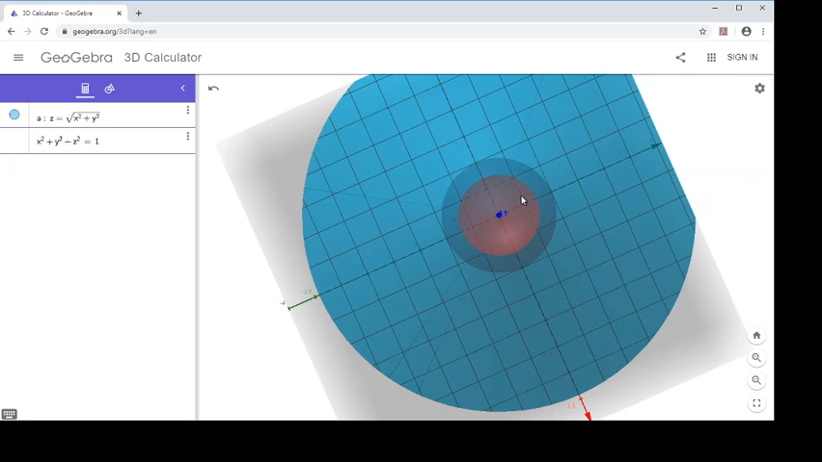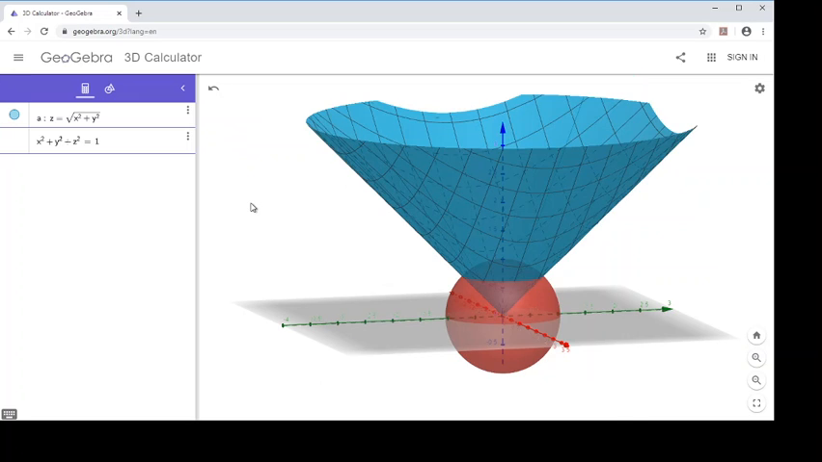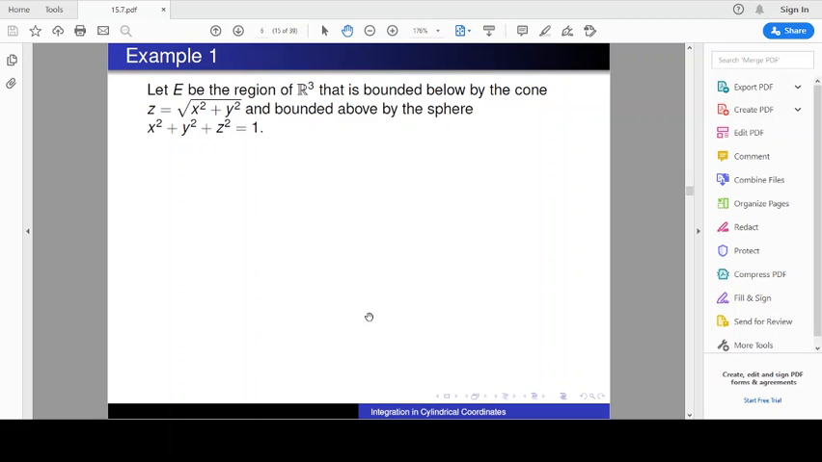It looks like theta will go all the way around from 0 to 2 pi. But we'd like to know the radius of this circle here. So perhaps we'd like to first write everything that we have in terms of cylindrical coordinates, and then see if we can solve and figure out what the radius of that intersection is. So let's scoot back over here to the slideshow and see what's going on.